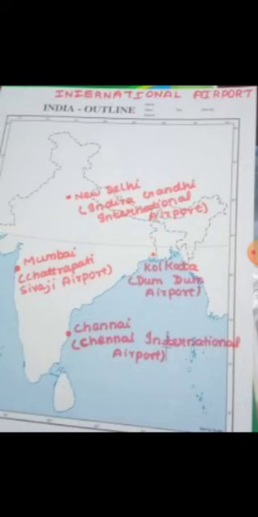Second one is Kolkata Dum Dum Airport. The airport's name you must also write. It is in Kolkata. Third one is Chennai International Airport. It is in Chennai. Then fourth one is Mumbai Chhatrapati Shivaji Airport. It is in Mumbai. Okay. These are very important. You should do the map.